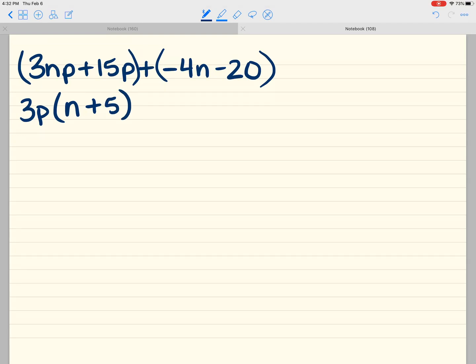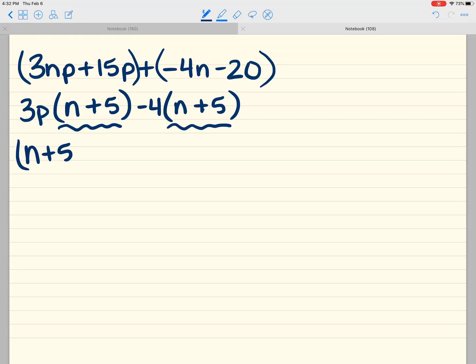So n plus 5. All right, so when I factor my second set of parentheses, I also want to be left with n plus 5. That means I need to factor out negative 4. If I do that, that's going to leave me with n plus 5. Okay, so again, look inside your parentheses, make sure those things are the same. They are. So we're going to factor out n plus 5. Once I factor those out, you're left with what was in front. So times 3p minus 4.